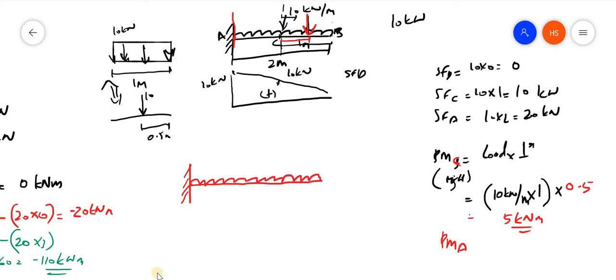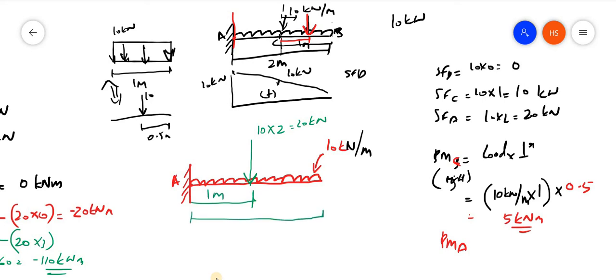And this is A. So here the total load will be 10 kilonewton per meter. Total distance is 2. So what is the load? The equivalent load will be acting at the middle. That load will be 10 into 2, that is 20 kilonewton. This will be acting at a distance of 1 meter. Total is 2 meter. So this is the assumption.